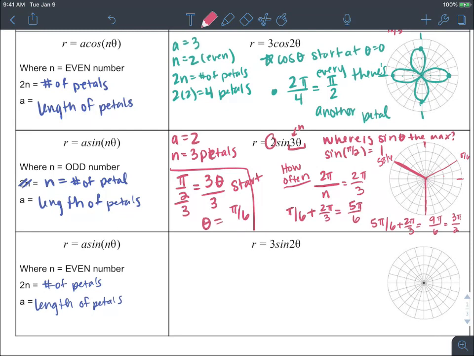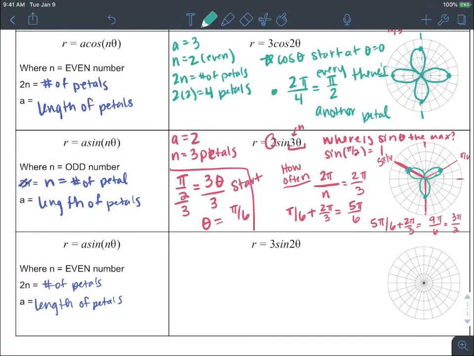So graphing. Radius is 2 at each one of these junctures. And I'm going to start by going this way. Petal, petal, petal. Okay, last one.